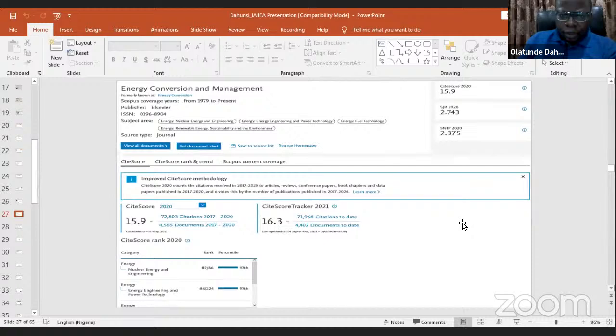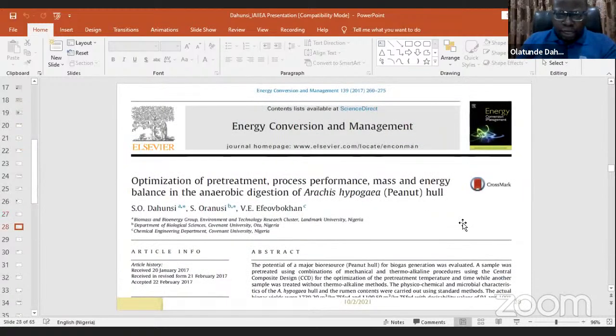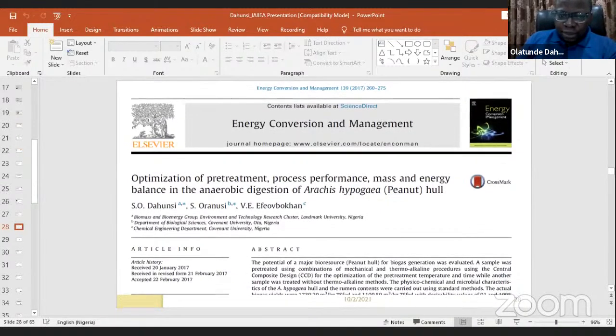Now, I put the paper there in 2017, and from the information you have here, it was received on the 20th of January of that year, received in revised form 21st of February, which is a month, accepted 22nd, a month, 2 days. In this kind of big journal, my work was published, which shows that it doesn't have to take forever to publish your work in a good journal once your work is good.